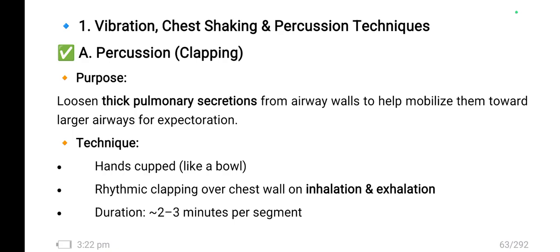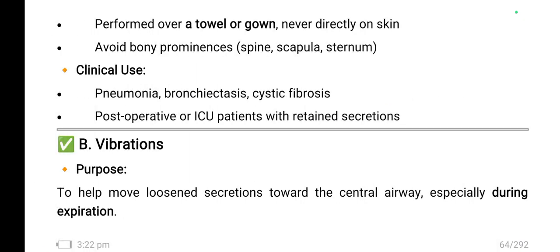Duration will be 2 to 3 minutes per segment. Percussion is performed over a towel or gown, never directly on the skin. Avoid bony prominences, especially the spine, scapula, and sternum. Clinical use: pneumonia, bronchiectasis, cystic fibrosis, post-operative patients, and also ICU patients with retained secretions.